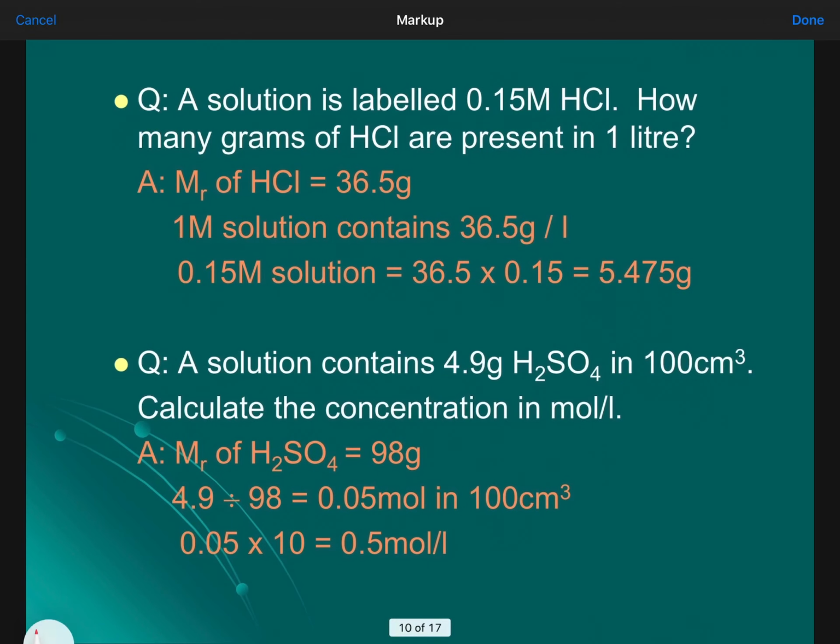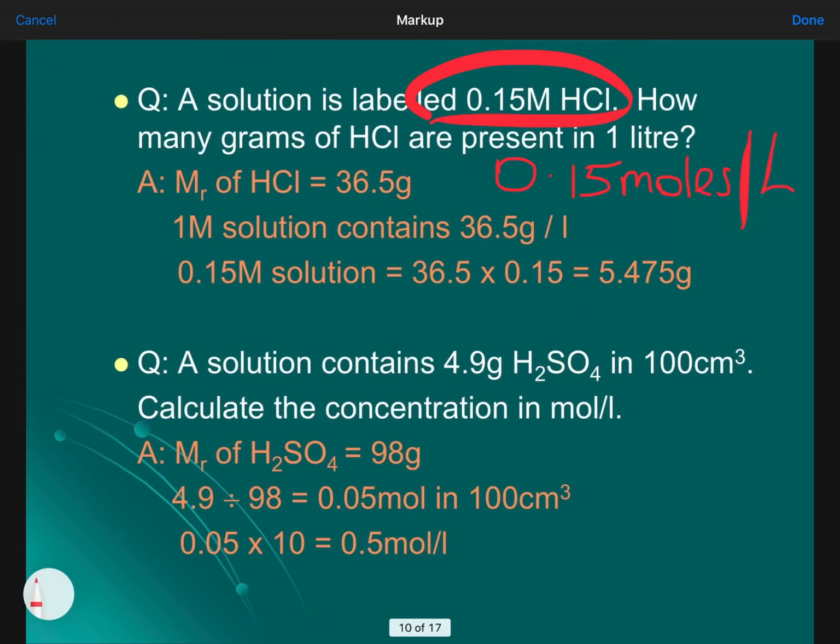So if the solution was labelled 0.15 molar HCl, how many grams of HCl are present? Now, the first thing I would do if I was you is ask what does the M mean? Well, 0.15 M, capital M, means 0.15 moles of HCl per litre. So now they want to know how many grams. So try to figure out what they are asking you in the question. How many grams of HCl? Well, if I want to go from moles to grams, I need to multiply by the MR. The MR of HCl is 36.5. So when I multiply that, you get your 5.475 grams in a litre.